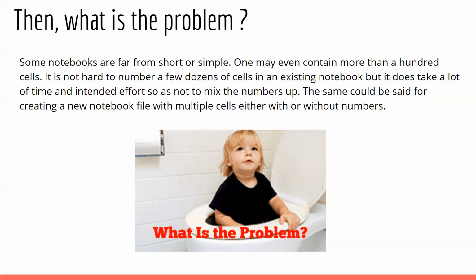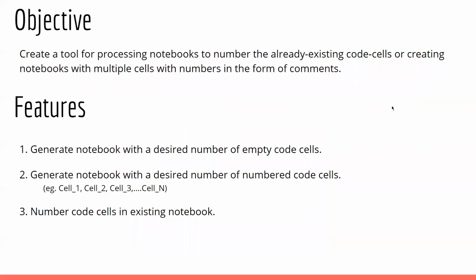So the objective is to create a tool for processing notebooks to number the already existing code cells or creating notebooks with multiple cells with numbers in the form of comments. Which means that the main initial features will be, number one, generate notebook with a desired number of empty code cells. Number two, generate notebook with a desired number of numbered code cells, for example, cell 1, cell 2, cell 3, cell 4, etc. And number three, number code cells in an existing notebook.